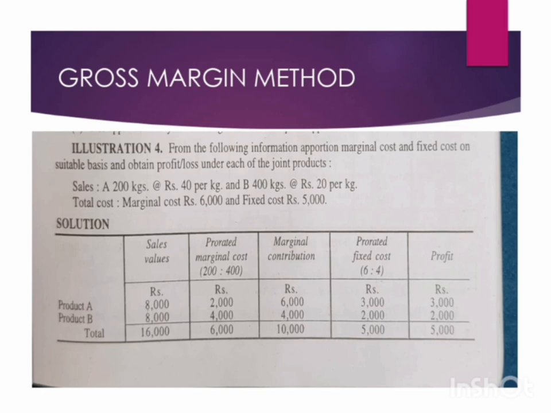At last, to find out the profit, which is very simple, we have to subtract the prorated fixed cost from the marginal contribution, which is third minus fourth column. Now 6,000 minus 3,000, we get 3,000, and 4,000 minus 2,000, we get 2,000. So now when we total up all these values, we get 5,000.